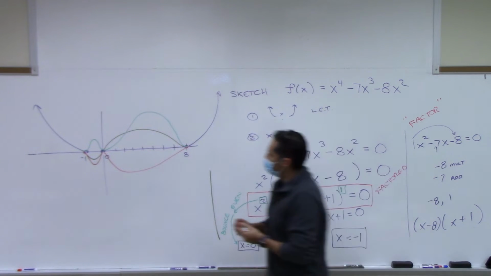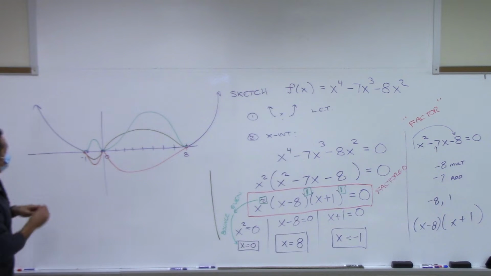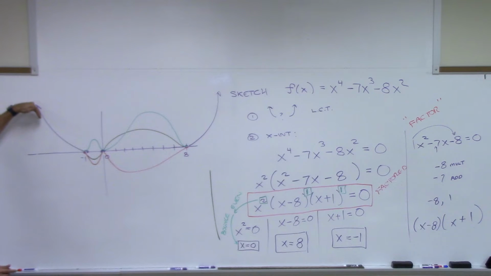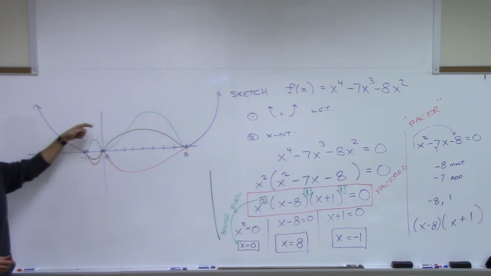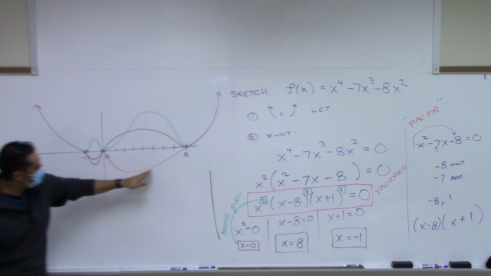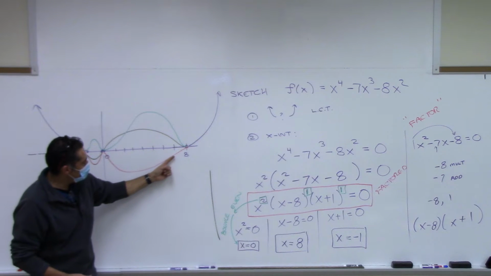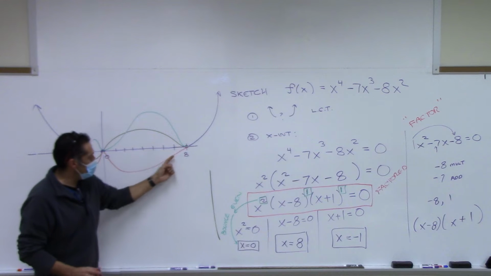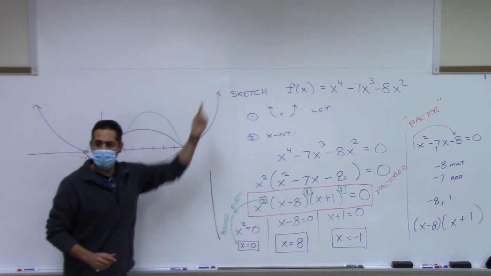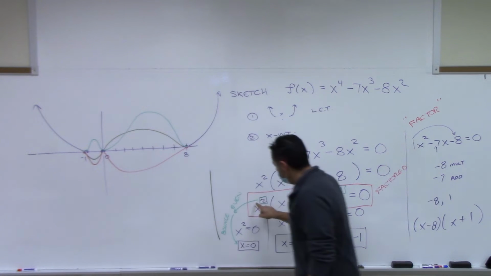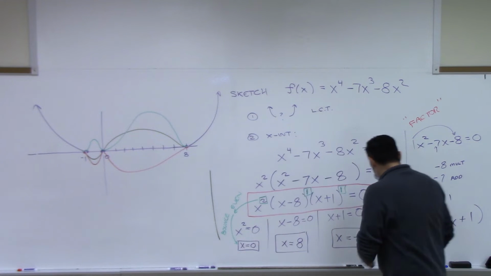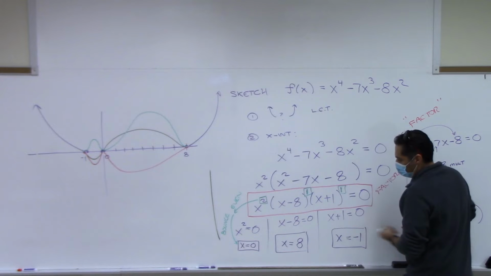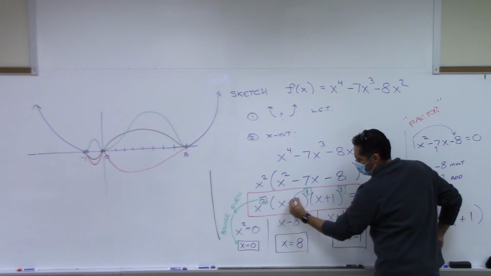Okay, so look at these pictures. See how when I'm drawing this, look at the green one. Doesn't it look like I come down and I bounce off the x-axis and go back up? Right, there's a bouncing happening here. As opposed to, look at this red one. What happens when I get to that x-intercept? I don't bounce, right? I cross through, don't I? Okay, so if this is an even power, you will bounce off at that x-intercept, which means that if it's odd, you're going to do what? What do you think?